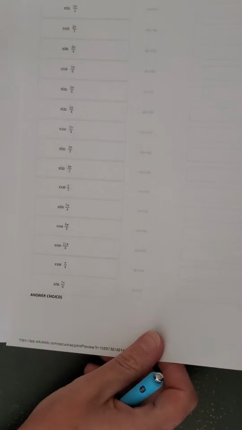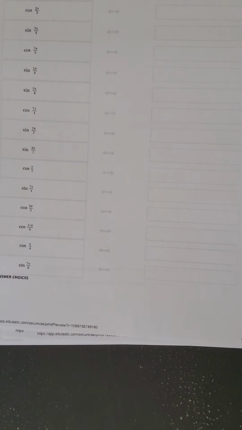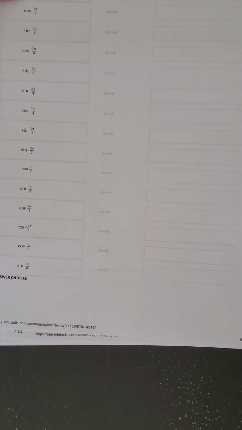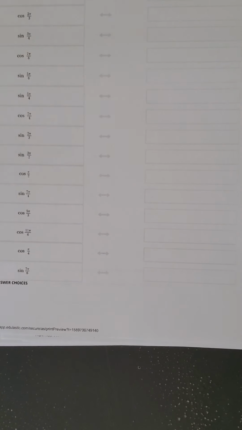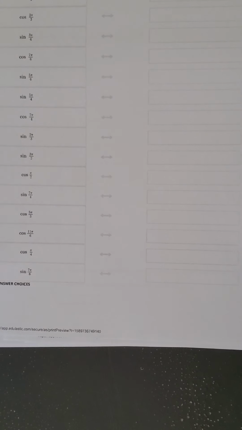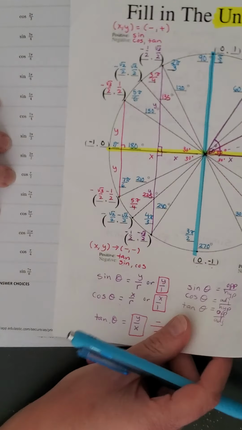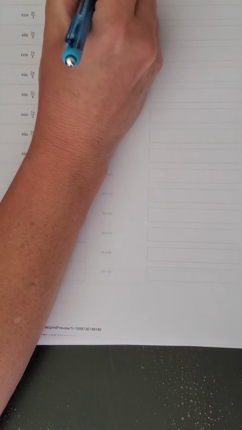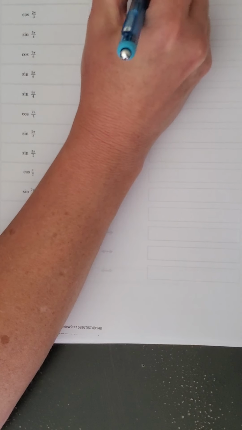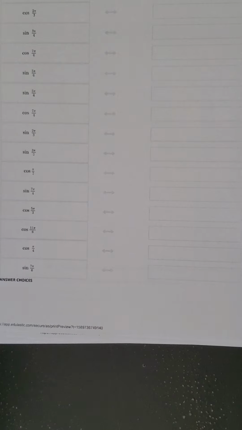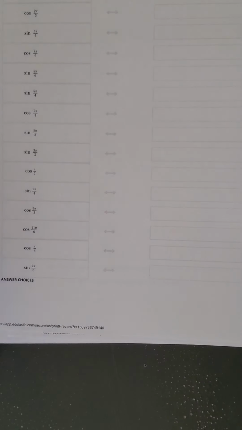Now, you are allowed to use your unit circle. Why on earth, if I'm allowed to use my unit circle, and all of these you should recognize are on the unit circle, why on earth would I not use my unit circle? So I'm going to use my unit circle. Okay, sine. Well, we do have to know this, right? Sine is your y values, and cosine is your x value. There is no tangent on here, so you don't need to worry about tangent for this question.